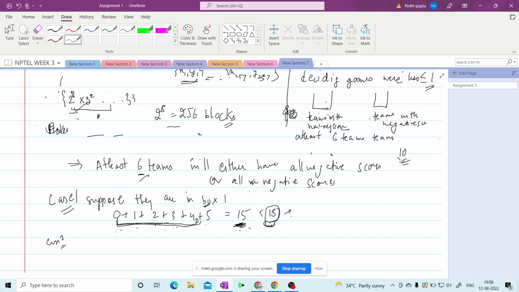Yeah, I'll think about it again. And similarly, you'll see if the second box is with all negative scores, the minimum possible scores are -1, -2, -3, -4, -5, -6, which will come out to be -21. So this means that at least 21 deciding matches were played. So this can also not happen. So you see, you get a contradiction.